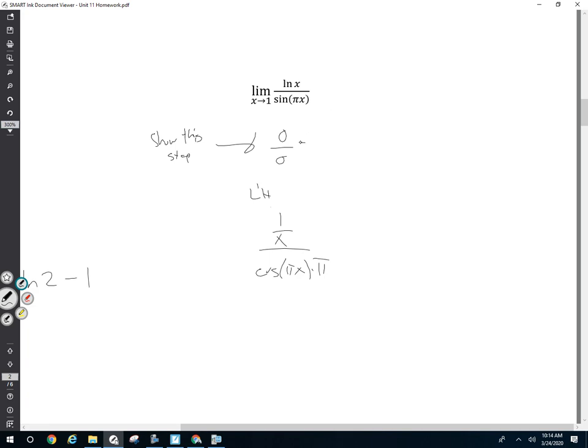So maybe I should even write in log 1 over sine of pi. That way they know that I've been plugging in 1 to get 0 over 0. I don't just assume. Limit as x approaches 1, I'll get 1 over the cosine of pi, which is negative 1. So this will be negative pi. That'll be my answer.